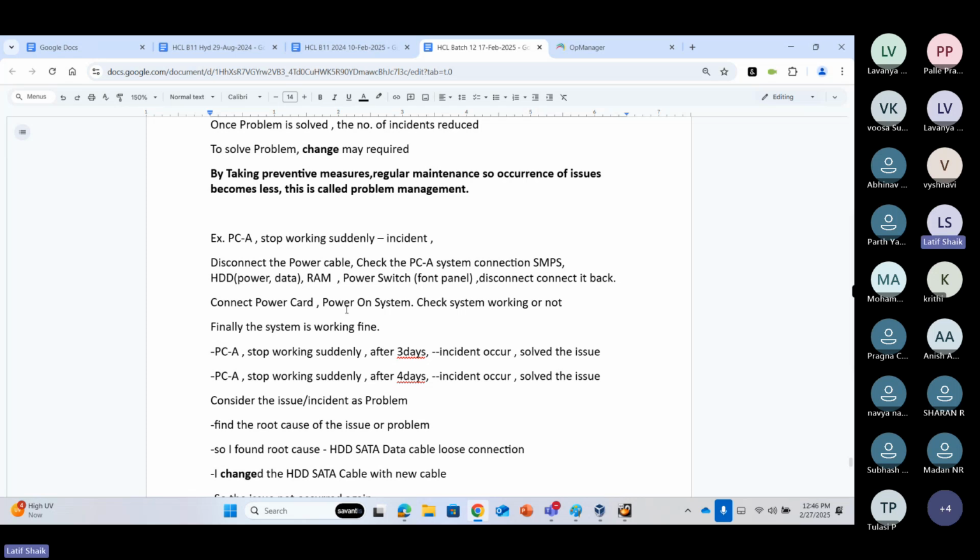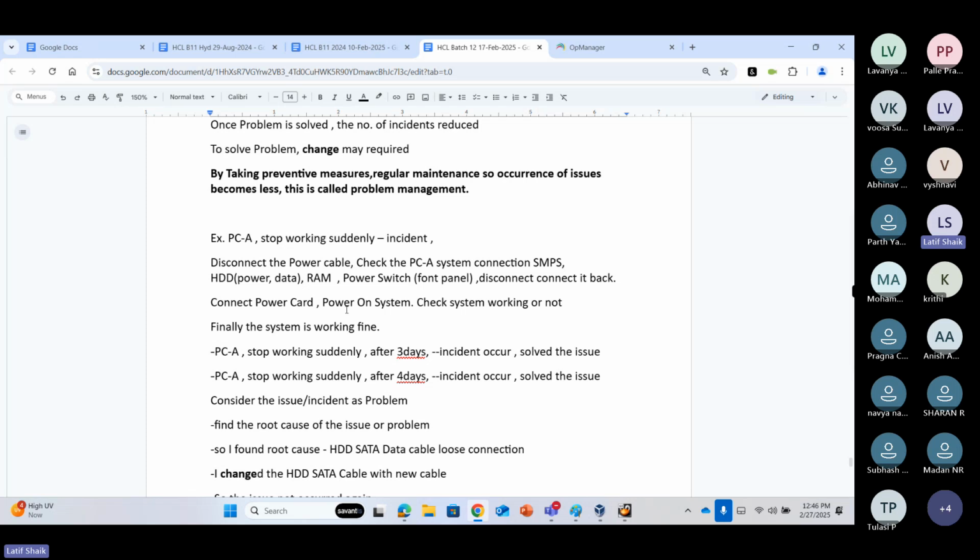Second, do the regular maintenance. Check your infrastructure. Go to each and every part of your infrastructure. So with regular maintenance, the occurrence of issues will become less.